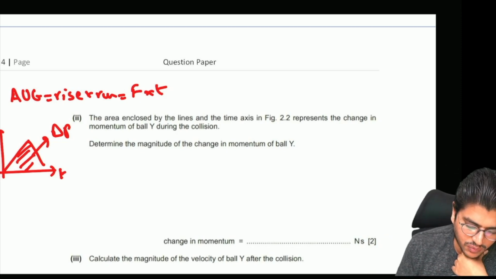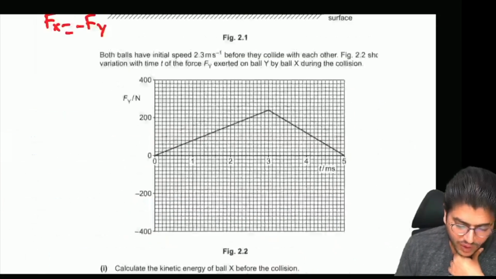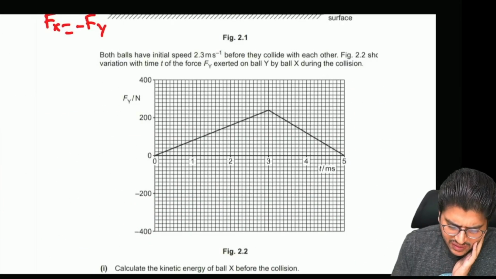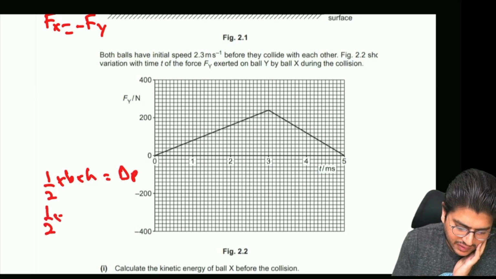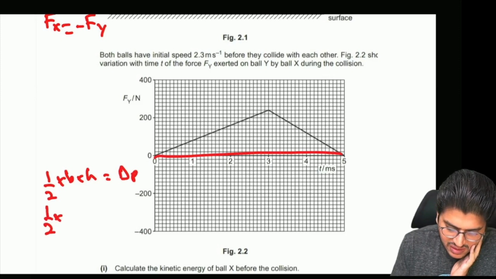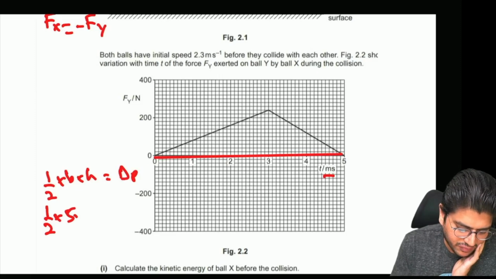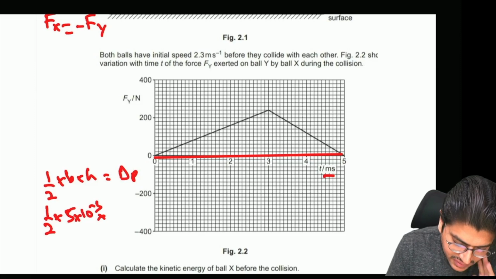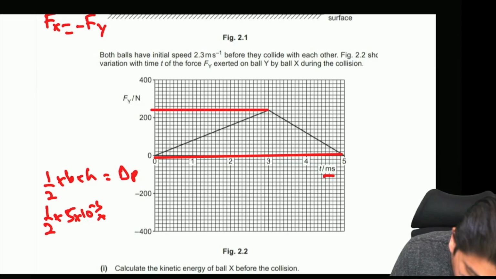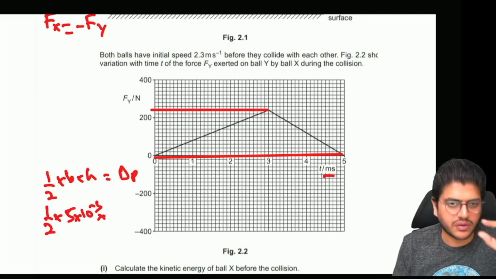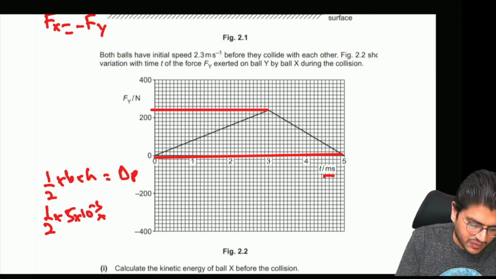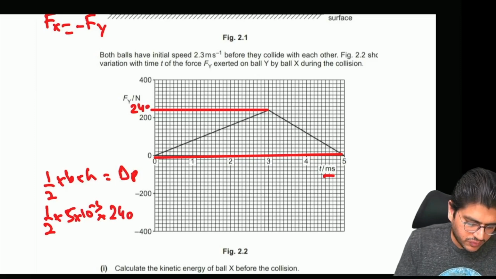So they're asking you to calculate the change in momentum of ball Y. So just calculate the area under the graph. This is a triangle, so you're going to do half into base into height. This is representing the change in momentum. So half into base. Now you look at the base, it's 5, but it's milliseconds. So 5 into 10 raised to power minus 3 into the height. Look at the height over here: 200, 220, 240, 260, 280, 300, 320, 340, 360. So the graduations, one small line is 20. So this is 240. So into 240.